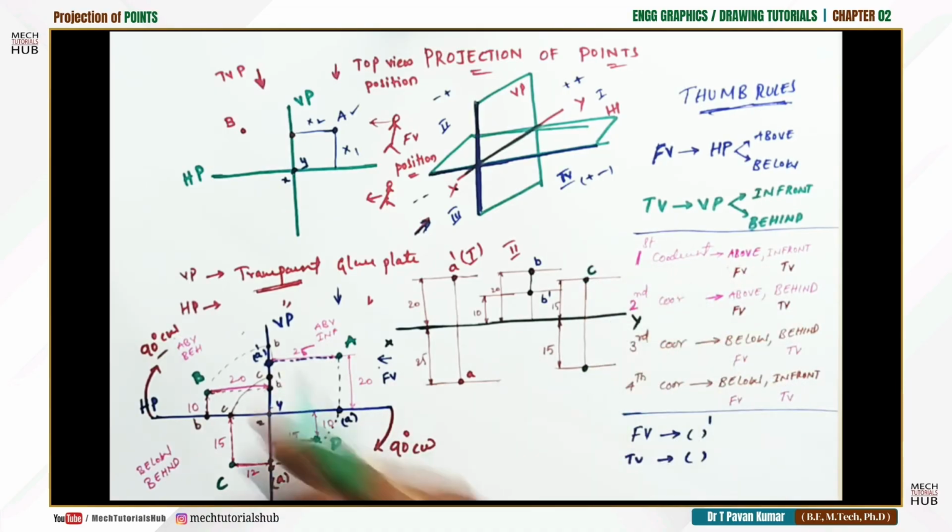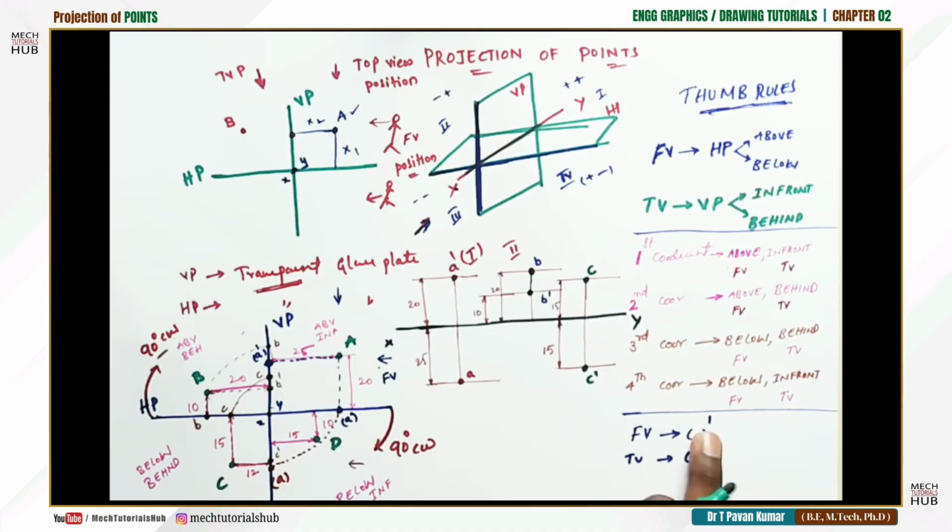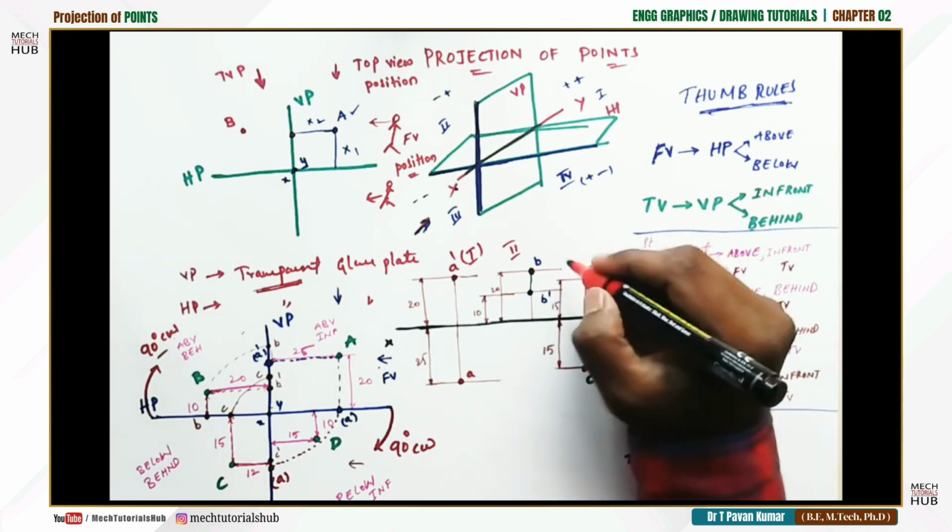If it is C, it is the top view. Below the XY line is C prime. If it is C prime, it is the front view, because prime is a front view. Fine. What is the difference you find between first and third quadrant? This is about third quadrant, no?